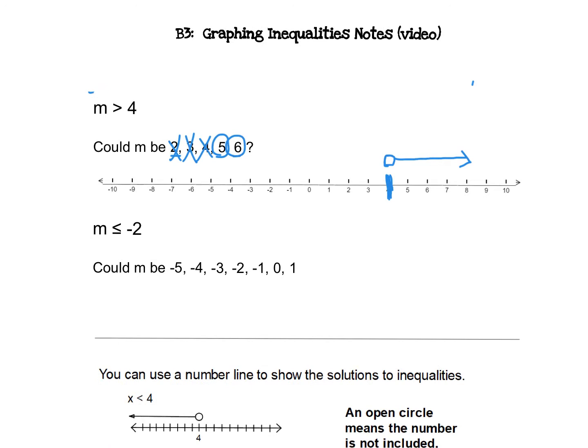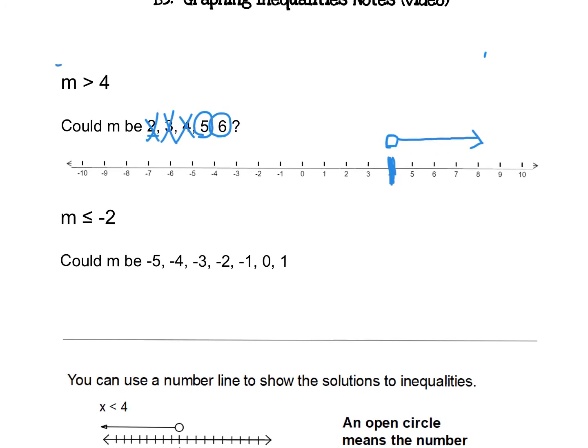Okay, let's take a look at the next one here. M is less than or equal to -2. So let's look at some possibilities first. Could m be -5? Is -5 less than or equal to -2? Yes, it is, because -5 is further to the left on the number line than -2, so we know that it is less than. Is -4 less than -2?